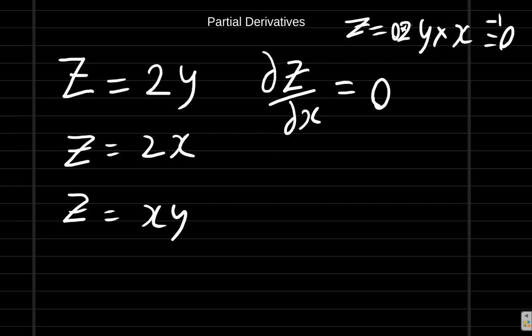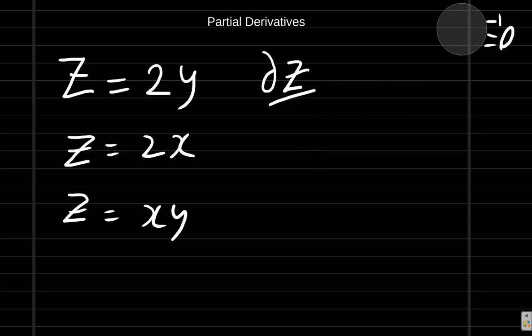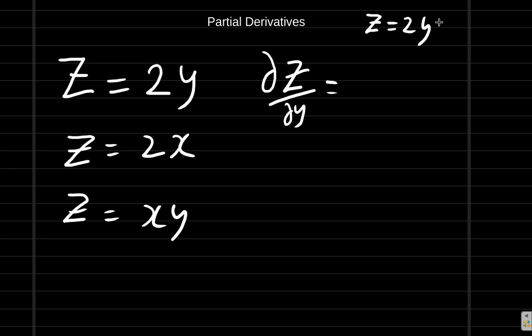Now, you tell me, suppose we find dz by dy, what will it be? Or, not d. I said dz by dx and dz by dy. It's really delta z by delta y, which I will call the partial of z with respect to y. Right, the partial derivative of z with respect to y. What would this be? Well, this is saying z is equal to 2y. It's 2y to the 1.